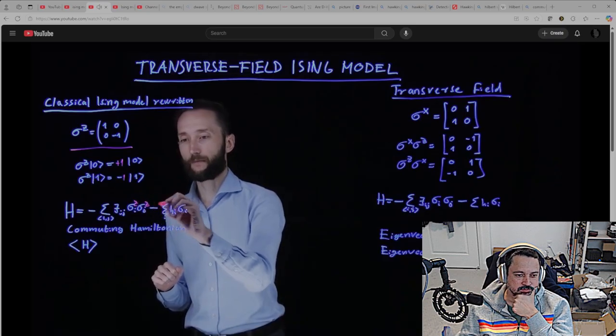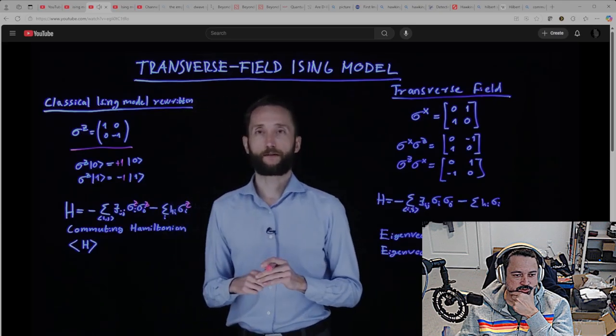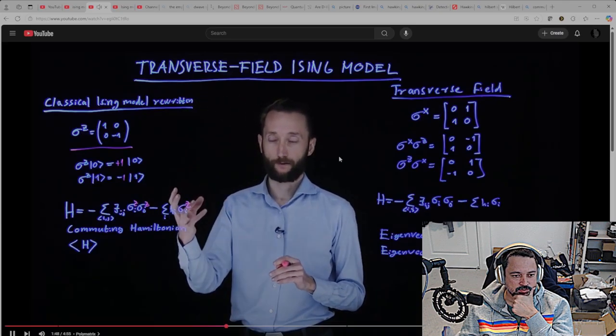Operators here. So now all of these are sigma z operators acting on a particular qubit.